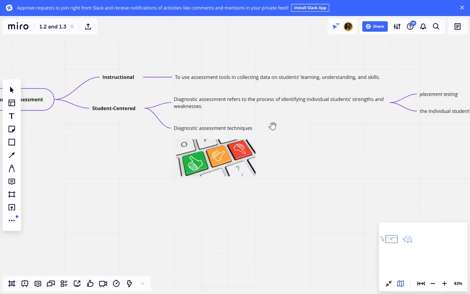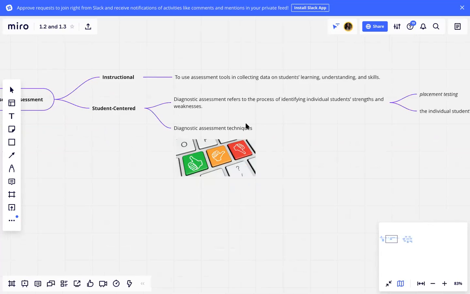Okay, and the next purpose is student-centered, which is focused on the process of identifying individual students' strengths and weaknesses, which is the same as a diagnostic assessment.